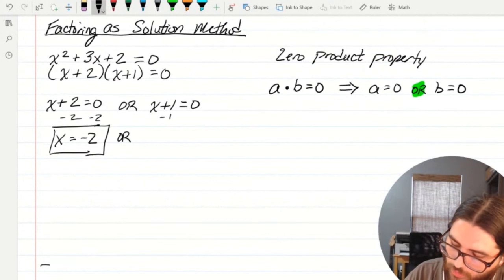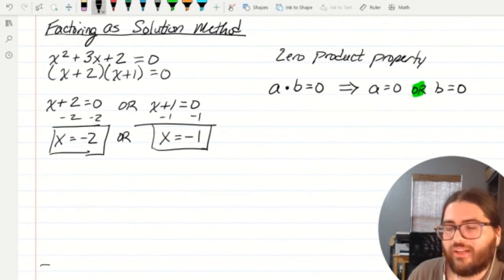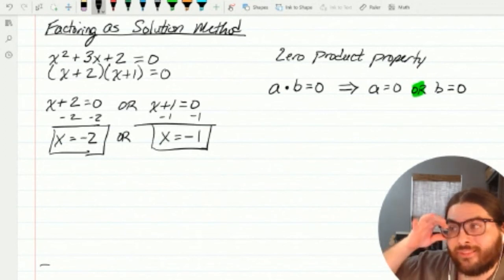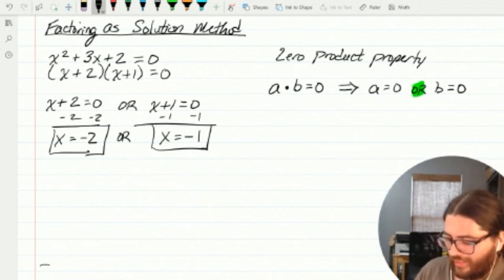Or it's 1 minus 1. X equals -1. Now I have two solutions to this quadratic equation, and they all came from factoring. That's why factoring is going to be so important with quadratics.